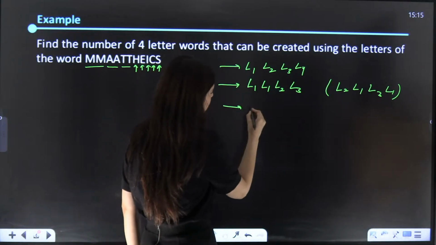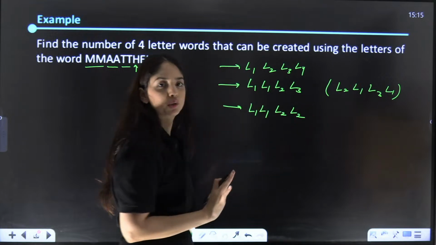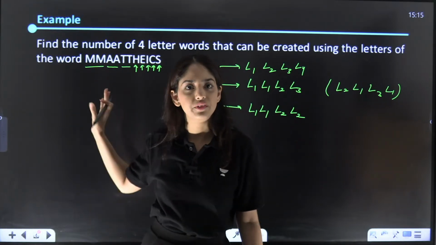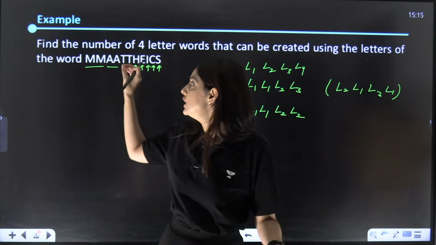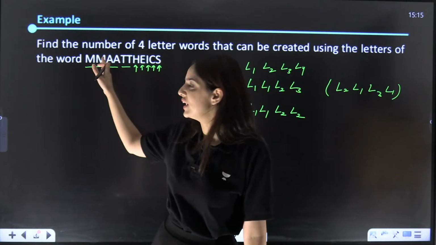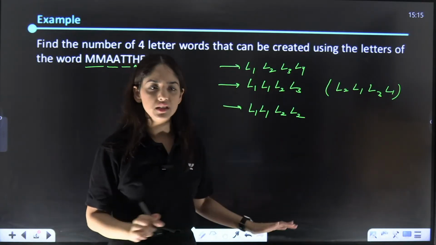Then another case is 2 are same and the other 2 are also same. Now more than 2 letters of the same letter are not available. We cannot have 3 of the same because 3 of any letter is not available, right? Max we have 2 M's, 2 A's, 2 T's. So these are all the cases we are going to have.